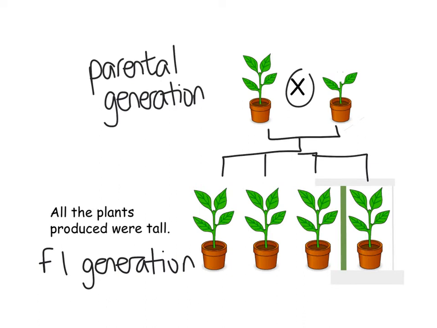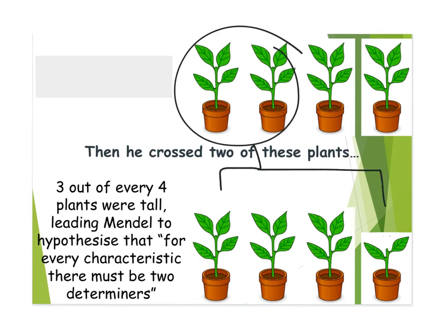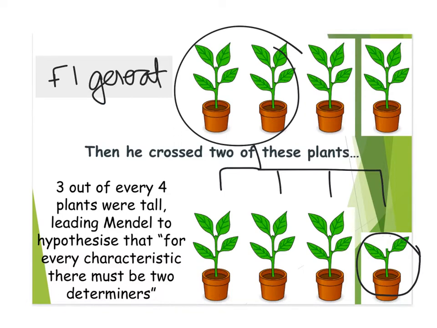So what he did then was to take two of these plants and breed or cross them. Okay, so two of these plants were crossed. And he found that 3/4 of the offspring were tall and 1/4 was small. Now, if this was the F1 generation, we call this next generation the F2 generation.